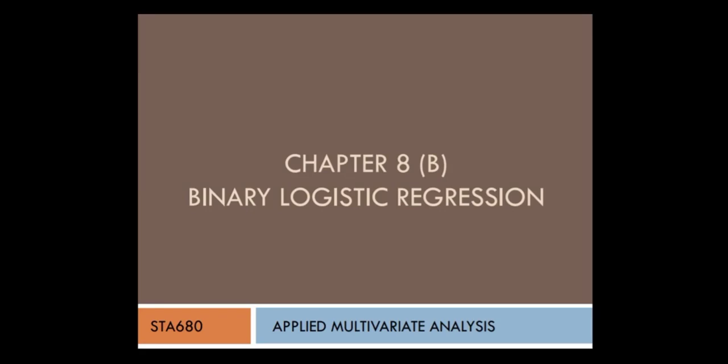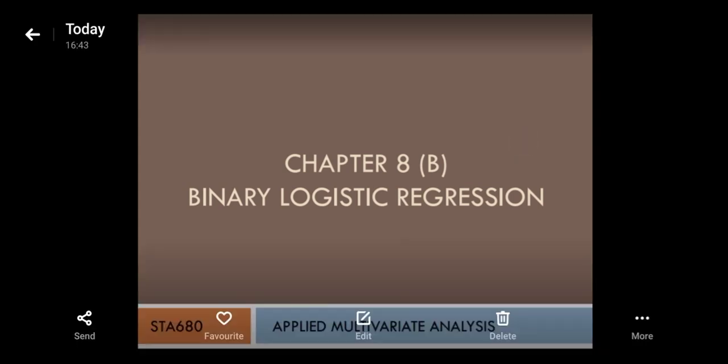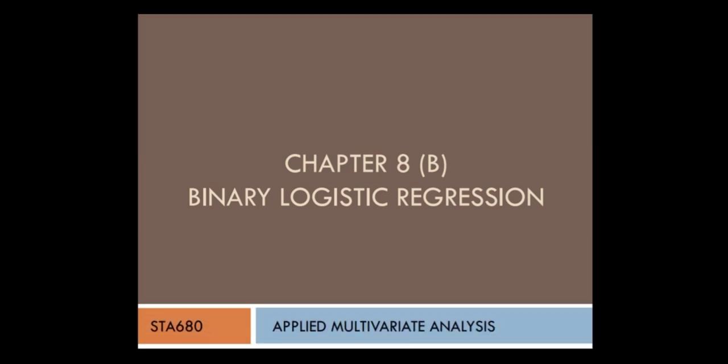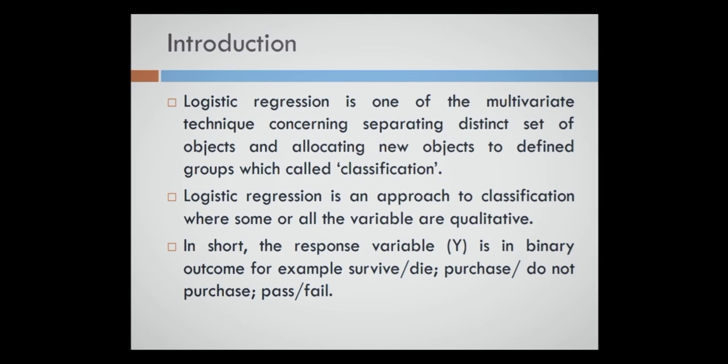Okay, we continue with the last part of chapter 8, which is the binary logistic regression. So what is the logistic regression? It is one of the multivariate techniques concerning separating distinct sets of objects and allocating new objects to define the group, which is called classification.